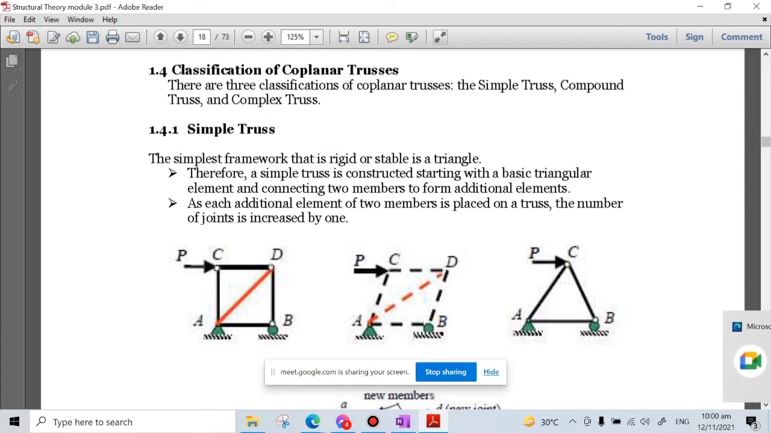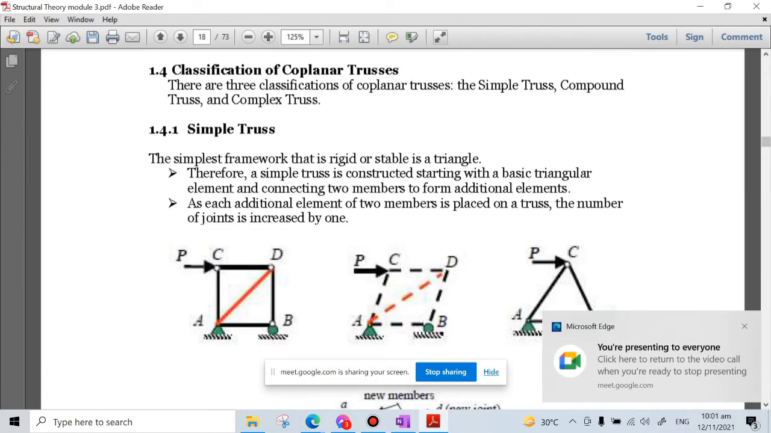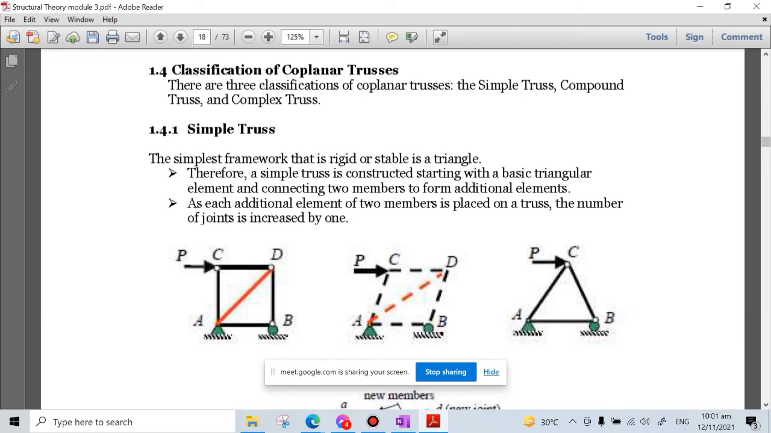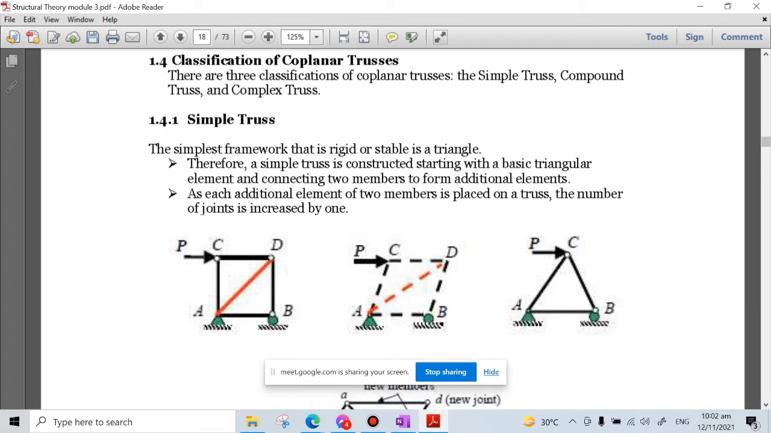And ngayon, pag-uusapan naman natin yung classification of coplanar trusses. Okay, so we have three coplanar trusses. Pag sinabing coplanar, we are only in one plane, no? So, tatlo to. We have the simple truss, the compound, and the complex. Anong pinagkaiba ng simple, ng compound, at saka ng complex? Ito yung pag-uusapan natin ngayon.